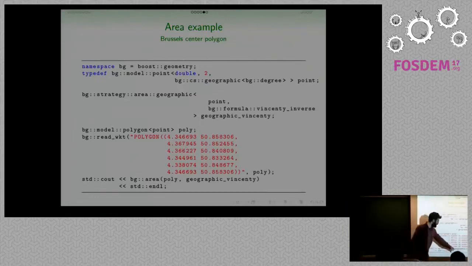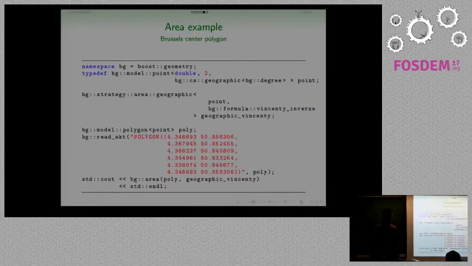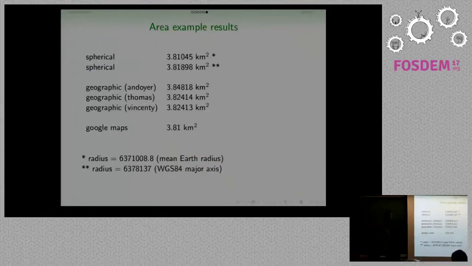If you leave it as it is, so if you remove this and you say area poly, it will use the default, the one that we believe is better, but you can use your own. Okay, and these are the results here. Google Maps is using this mean Earth radius and gives this result. And these are the results with geographic algorithms. Here, even in this smaller example, you can see that, again, there is a difference in accuracy.